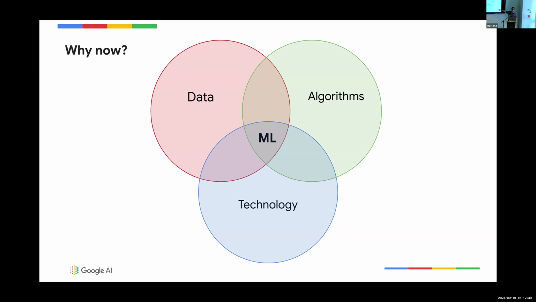We have a lot of clean data. Algorithms, most of them are old, right? But these are the two things that have changed: access to high quality data and computing power.